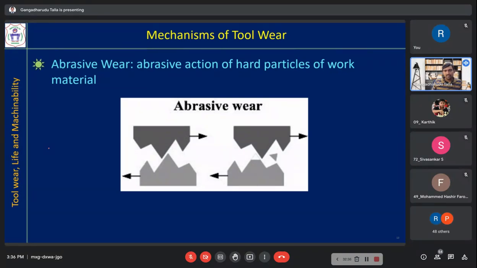Now here the mechanism is like this. Whenever some hard material is interacting with some soft material, at the microscopic level you will have some asperities. So this will come and hit this material, and this will be removed, or this will be broken out. That is abrasive wear. Understand?